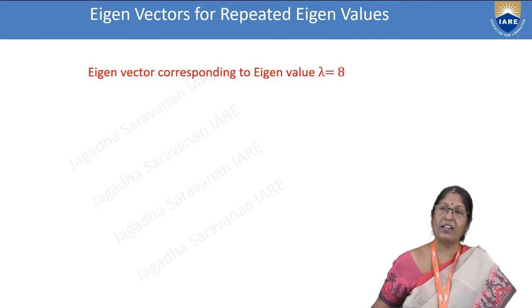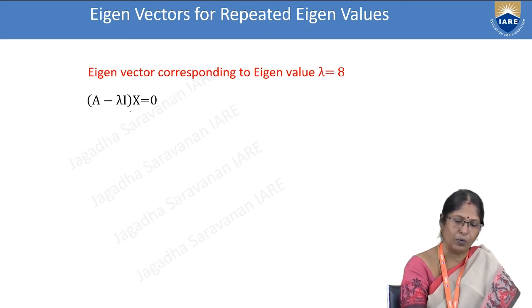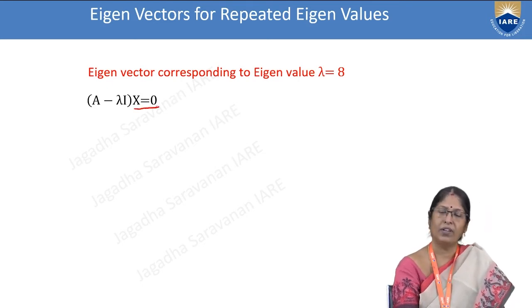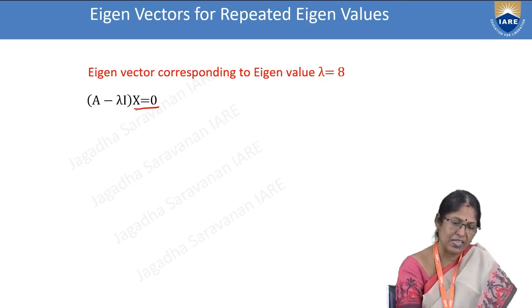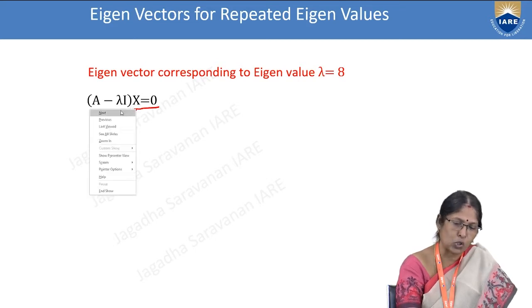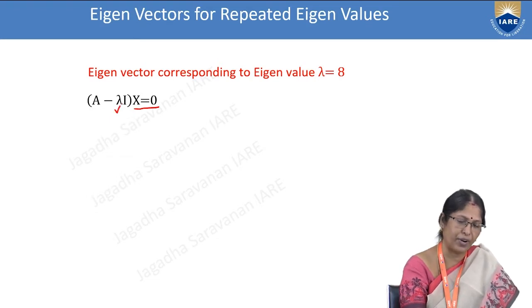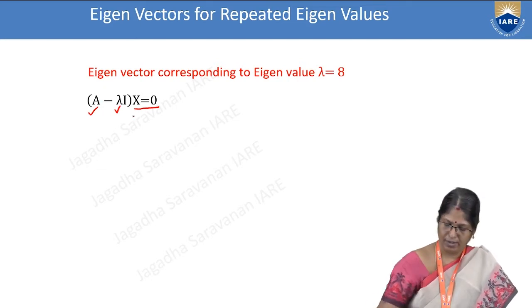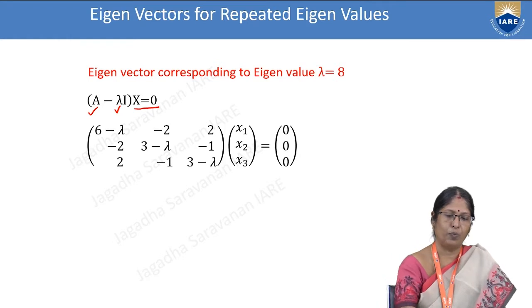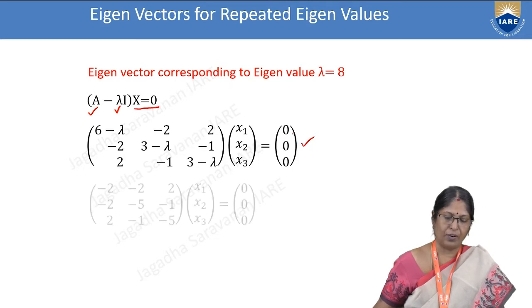So the eigenvector corresponding to the eigenvalue lambda equal to 8: A minus lambda I times x equal to 0. This means the non-zero solution x of the homogeneous system is the eigenvector corresponding to the eigenvalue lambda of the given matrix A. That is the meaning of this mathematical reference. Now, A is already from the previous slides that we have taken.